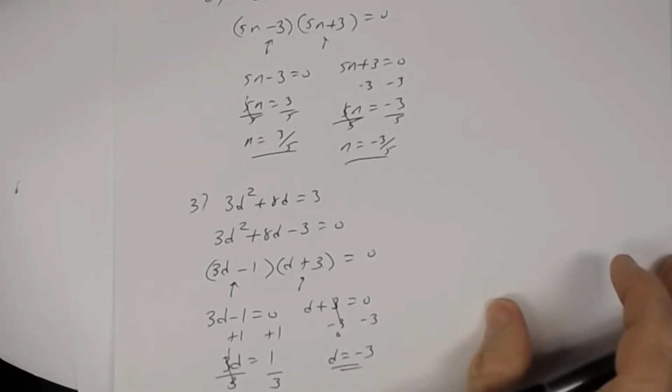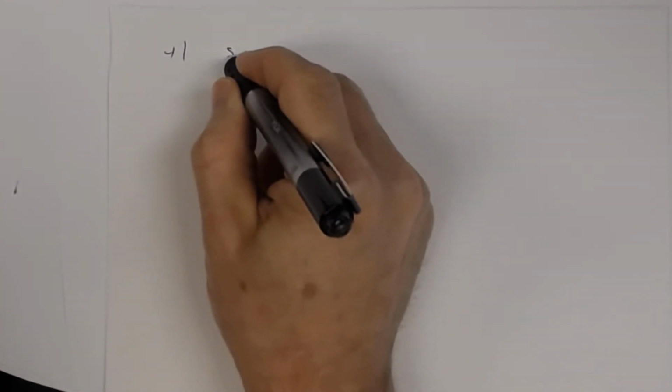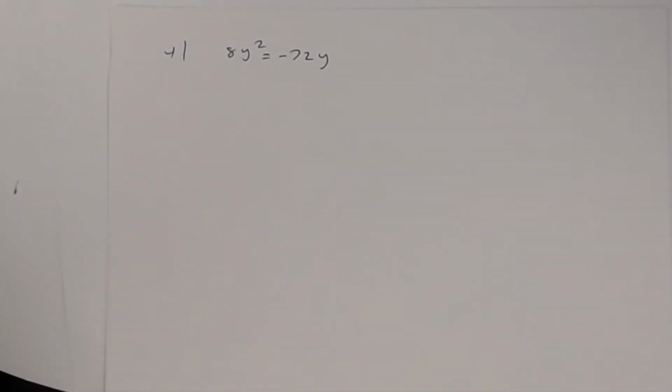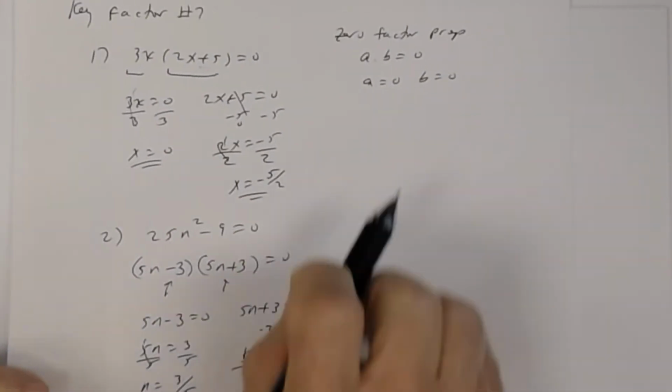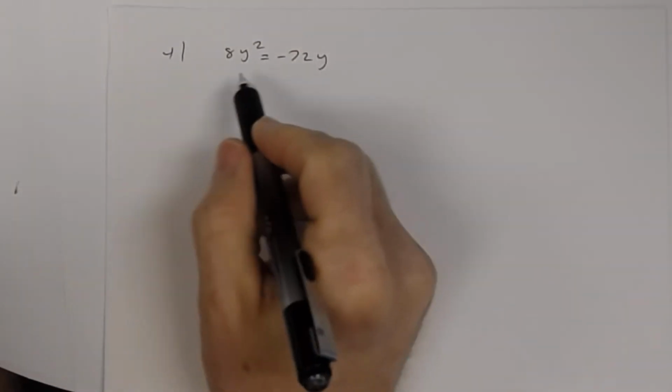Number 4. All right, number 4, we have 8y squared equals a negative 72y. Again, in order to use the zero factor property, because you do want to solve these equations by factoring, at some point I'm going to use the zero factor property. So I have to have 0 on the other side. So I got to bring the 72y to the other side.